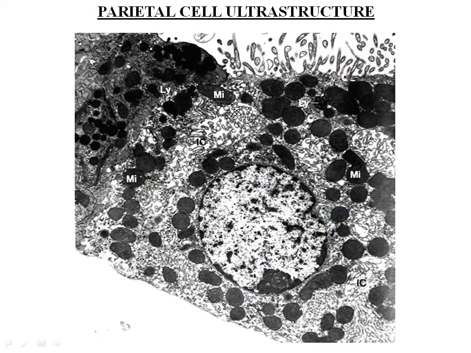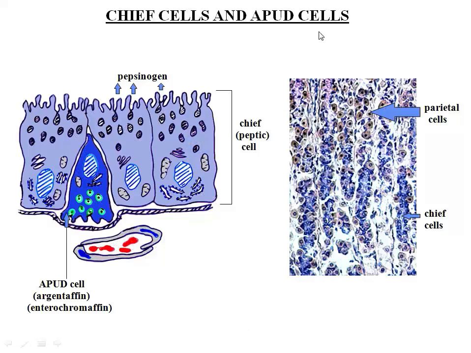The ultrastructure of the parietal cell is shown here. All these vacuoles are packed with the secretion of HCl, and mitochondria are spread throughout. You see a larger number of mitochondria in parietal cells. Then there are chief cells and APUD cells. These argentaffin cells or enterochromaffin cells, or you can say the enteroendocrine cells, APUD cells, are very few in number. Their role is in stimulation of secretion in the gastric glands of the stomach.